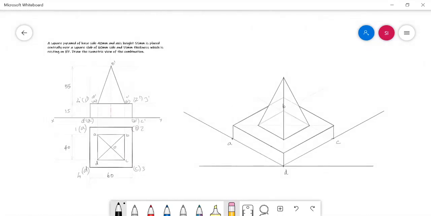In this way, I can draw the isometric view of this solid combination. You can try the same with the proper tools in your hands, on paper. Thank you.